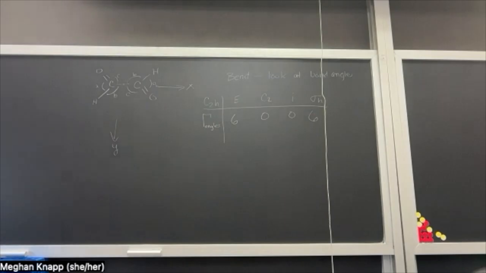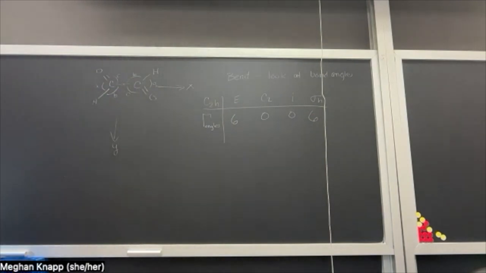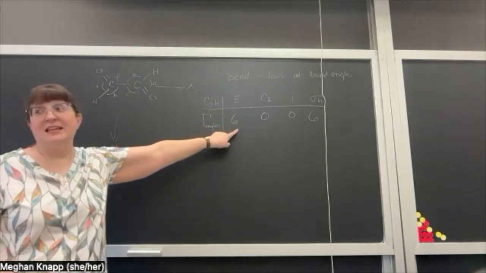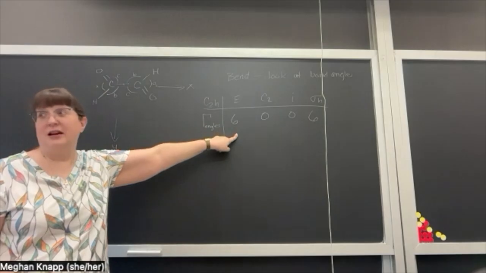So let's think about how many vibrations there would be. We have 1, 2, 3, 4, 5, 6 atoms. How many degrees of freedom? 18 degrees of freedom. So how many vibrations? 12 vibrations. We only have 6 of them that are bends. Okay, so we're not getting all of them.